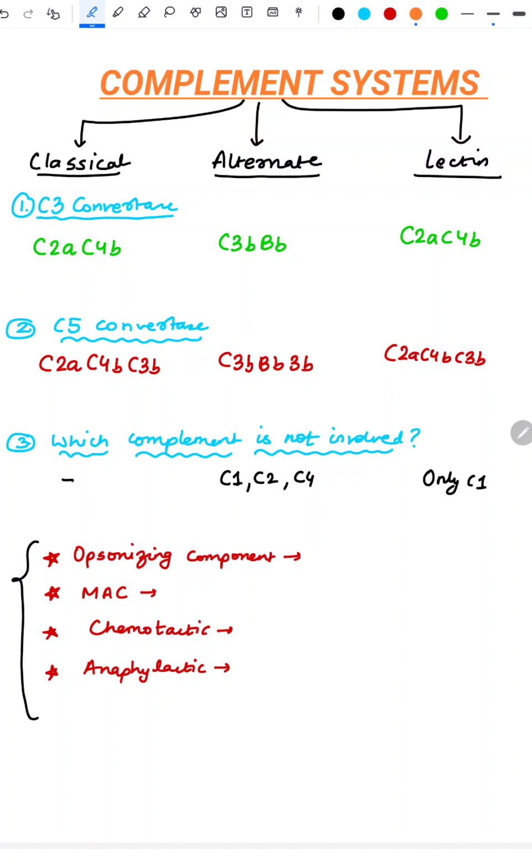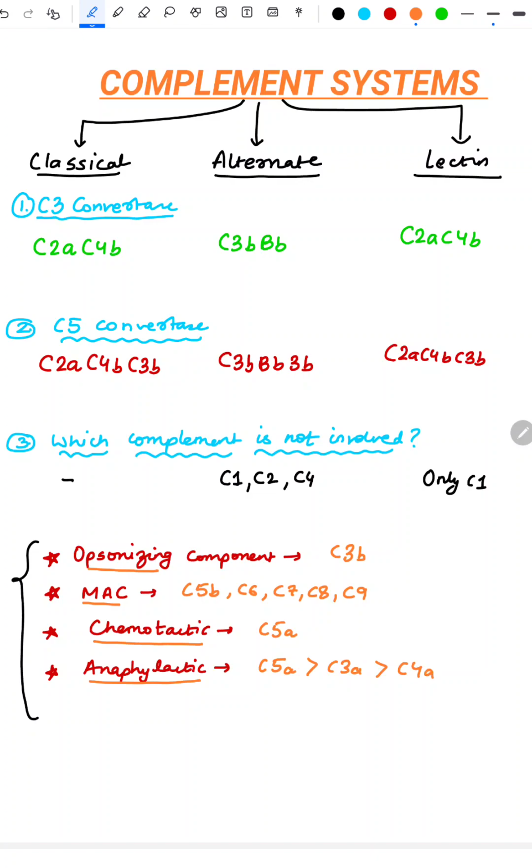Which of the complements is the opsonizing component? The opsonizing component is C3b. Which complements are going to form the MAC complex? That is C5b, C6, C7, C8 and C9. Which is the chemotactic complement? It is C5a. Which is the anaphylactic component? It is C5a more than C3a more than C4a.